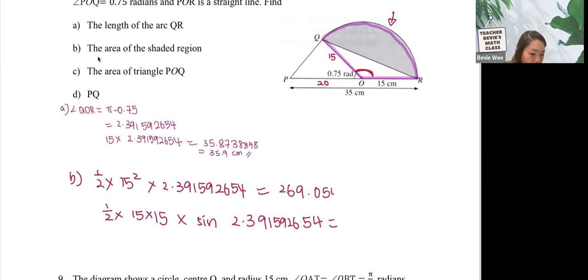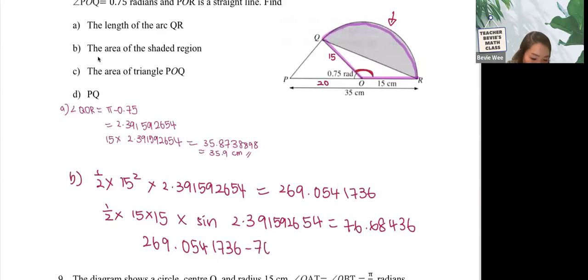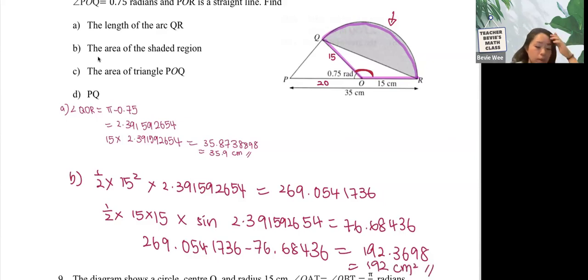So my pizza is this. My triangle is this. Then I just subtract them, no? I get 192.3698. Okay, then you have to round it off to 3 SF, 192 cm squared. This is your area. All right.